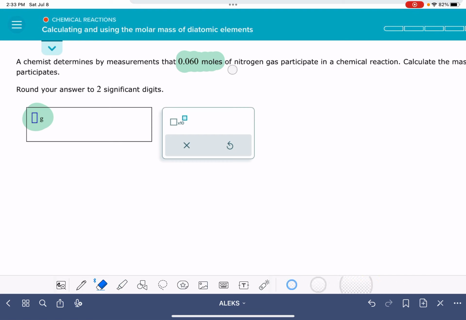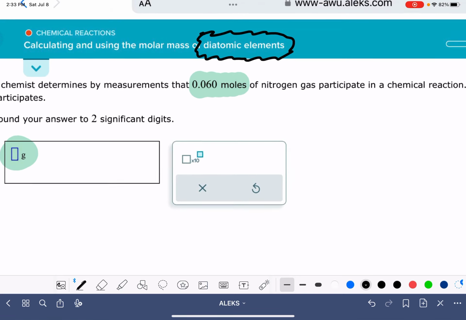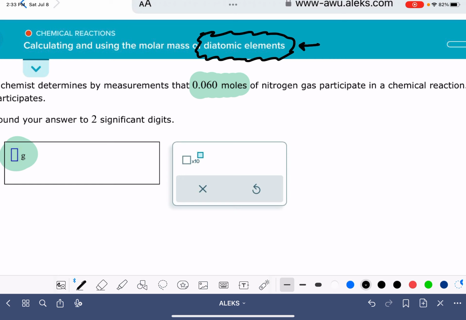Now, the problem is going to give you the name of the molecule that you're working with. It's not going to give you the molecular formula, so part of the challenge of this problem is figuring out the molecular formula. However, all of the molecules in this problem are going to be diatomic elements. Diatomic meaning that you have two identical atoms, two atoms that are exactly the same.